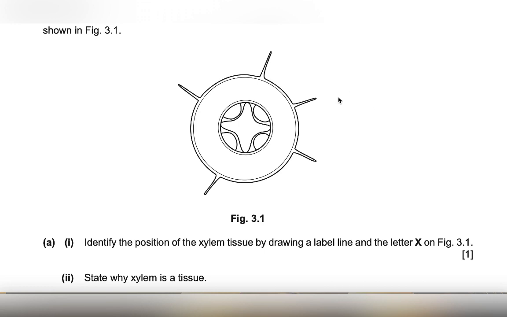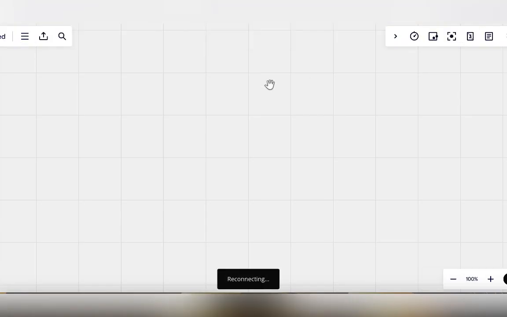So what we do is, from this center, this star, because this is xylem tissue, just draw an arrow and mark X. Just show it with an arrow, then you mark X. That's all you need to do. From that center star, you show with an arrow. Like this.